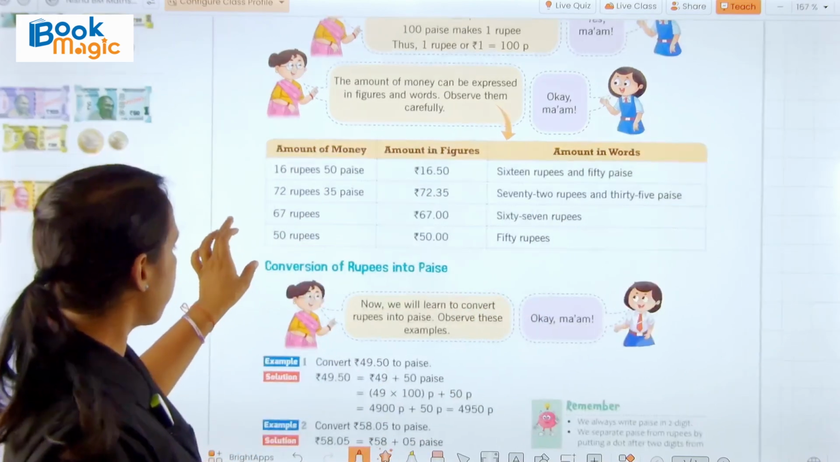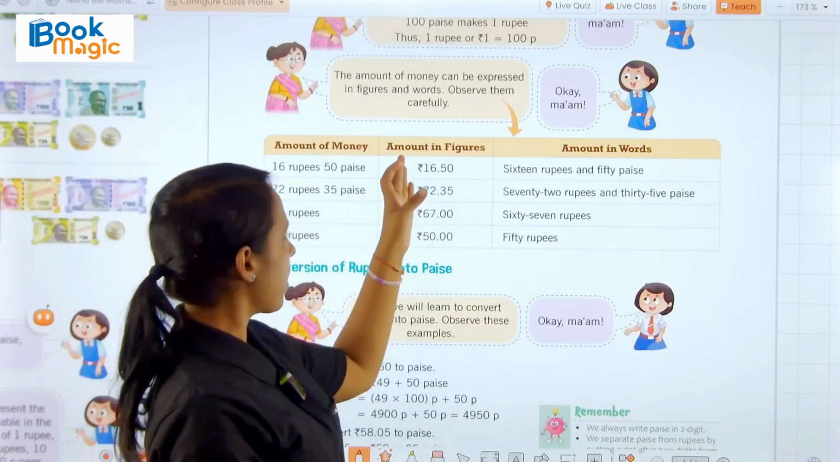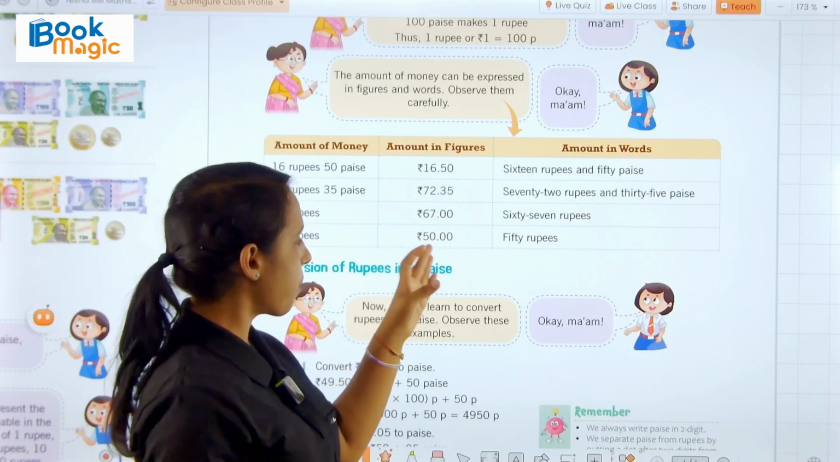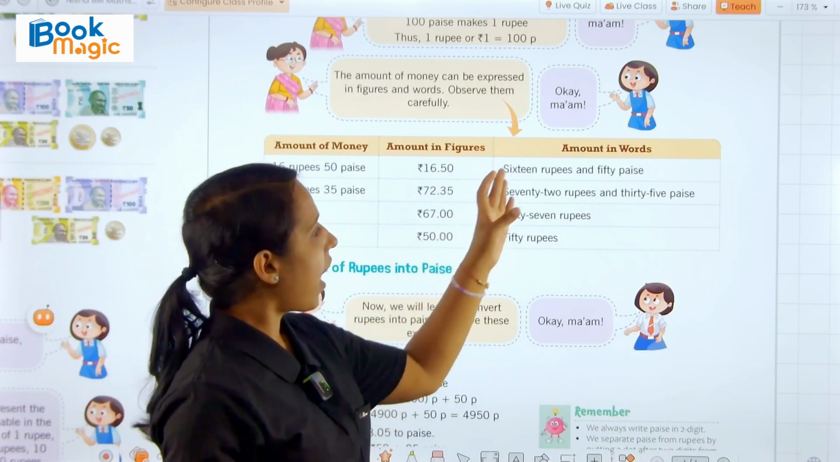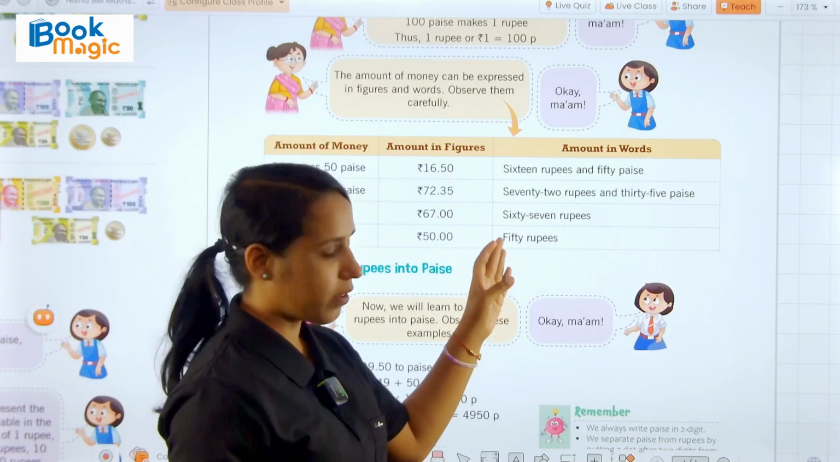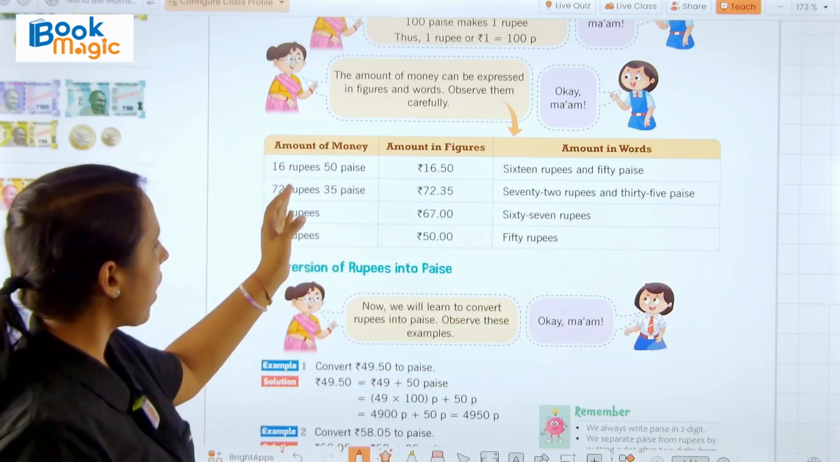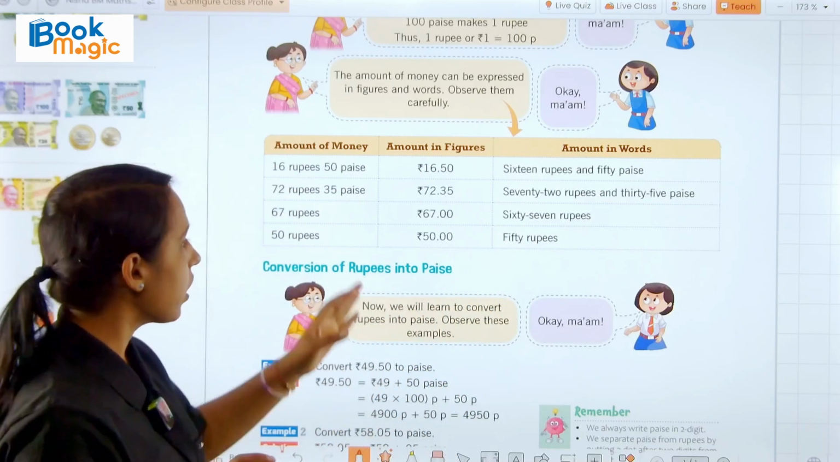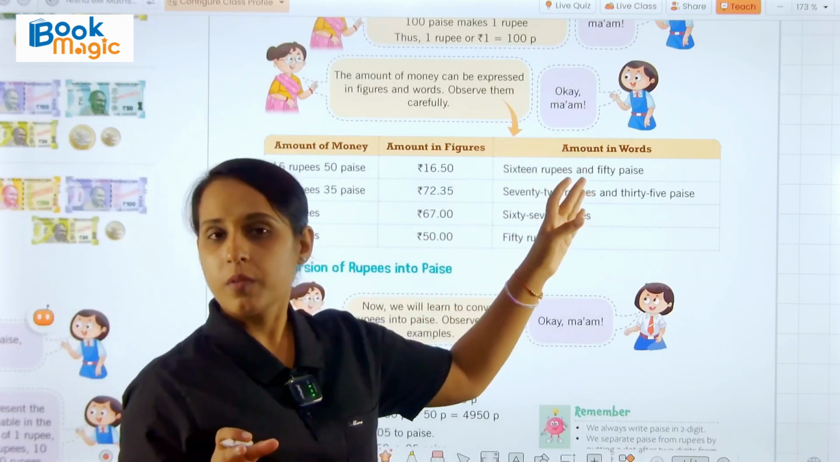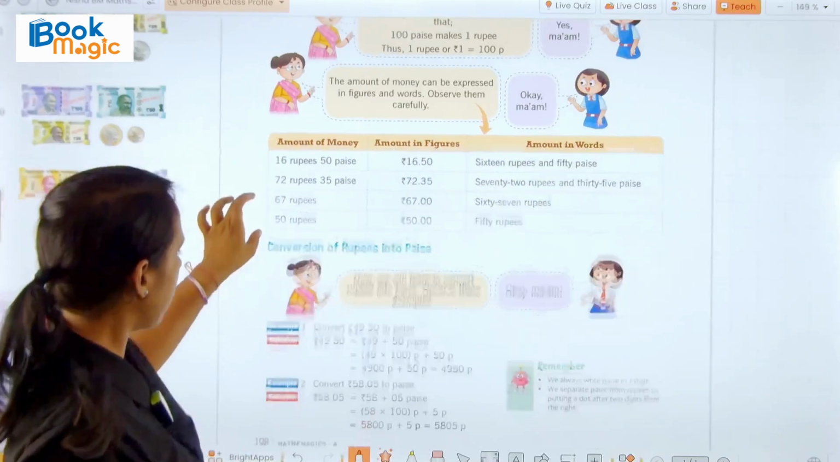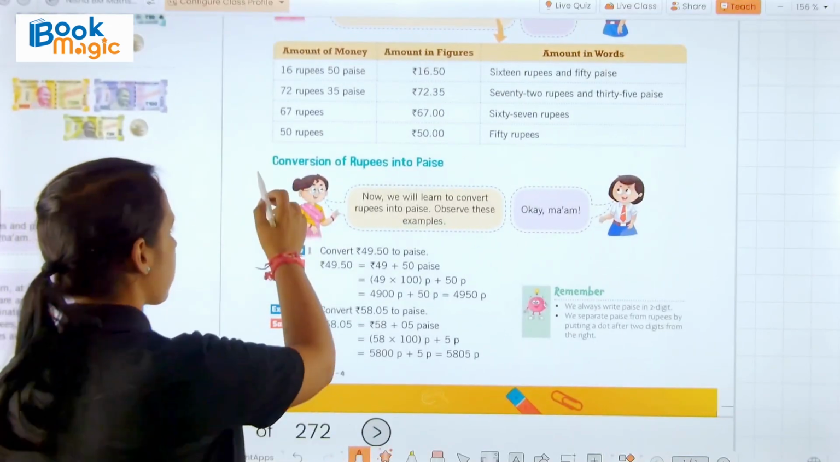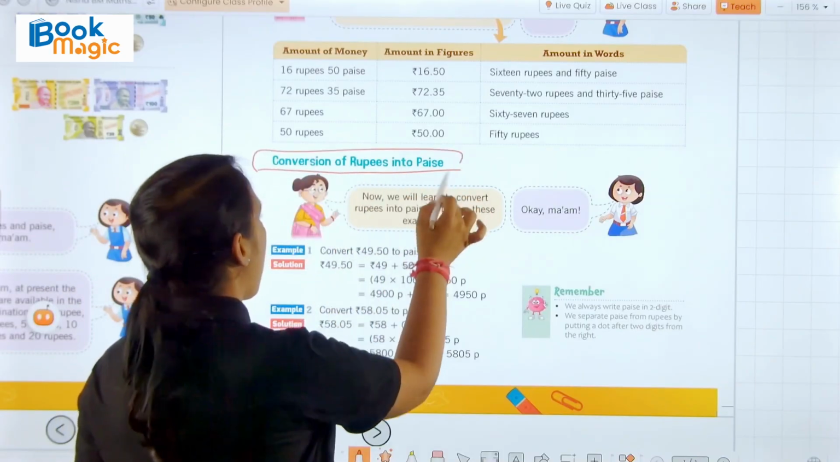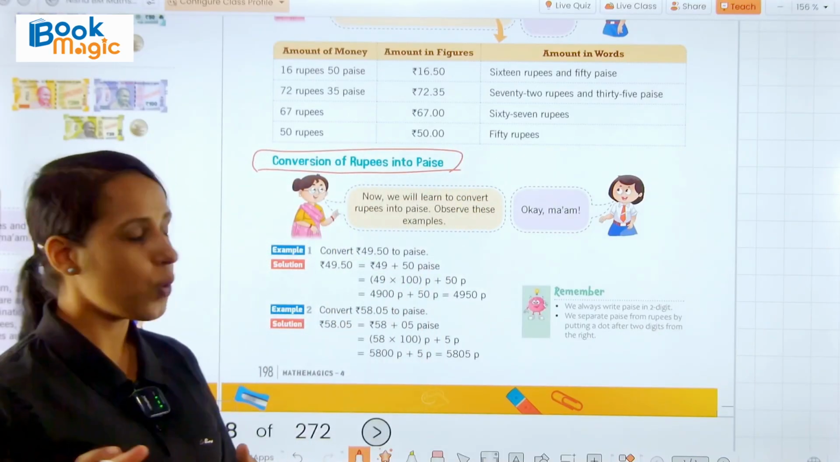Then we have 50 rupees. So 50 rupees in figures will be written as 50.00 rupees and in words it will become 50 rupees. Okay, so in this manner we can easily write an amount in figures or in words. Okay, now we have the next topic. In this we learn how to convert rupees into paise.